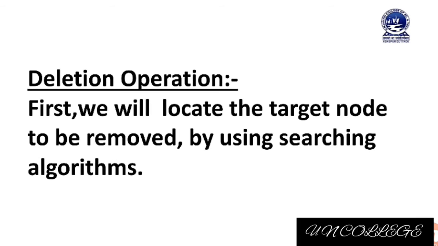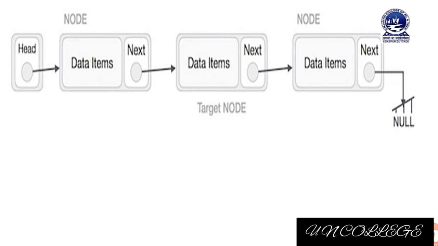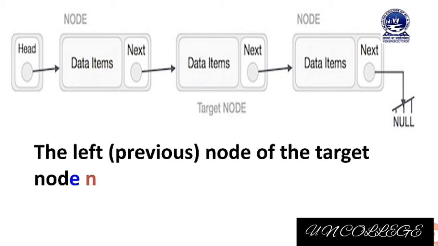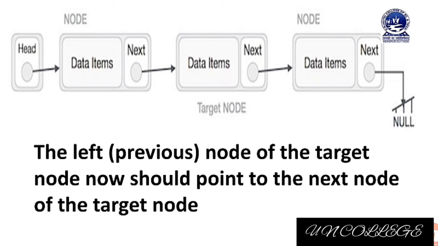Now we will talk about the deletion operation. In the deletion operation, it is the same process. First we have to locate the target node to be removed by using a searching algorithm, and after getting the target node we will perform the deletion operation. Okay, here I have represented the deletion in a diagrammatic way.